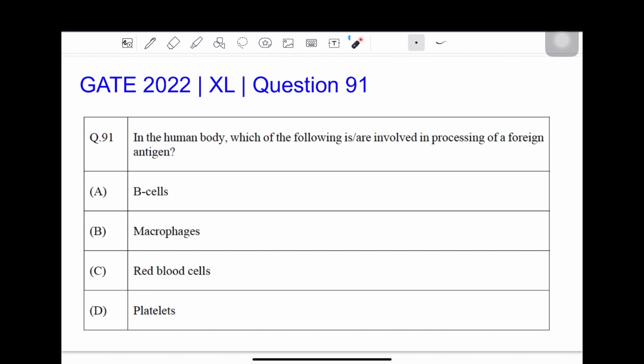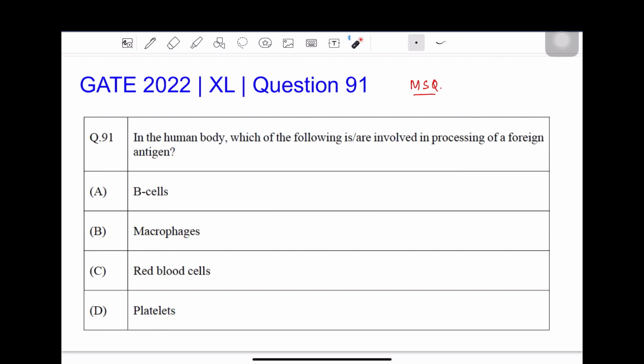A. B cells, B. Macrophages, C. Red blood cells, and D. Platelets. Okay, so I should mention here that this is a MSQ question. So that means multiple answers can be correct.